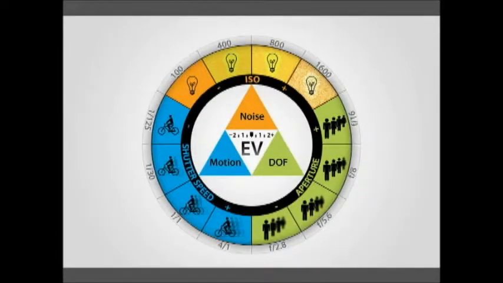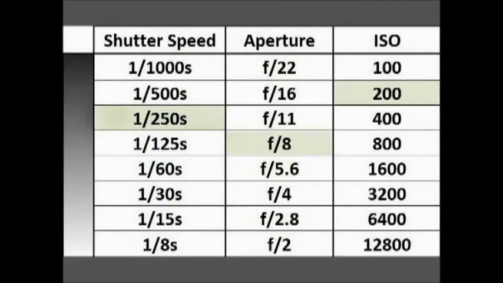So these 3, ISO, shutter speed, and aperture together, create what is commonly called the exposure triangle. They're the 3 elements that you would adjust to make an exposure. See EV in the middle? Your exposure value is based on shutter speed, aperture, and ISO. Does everyone understand that? That's good. Okay, so why would you choose one value over another value?